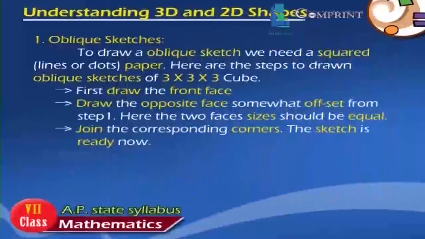One. Oblique sketches. To draw an oblique sketch, we need squared, lined or dotted paper. Here are the steps to draw an oblique sketch of a 3x3x3 cube.